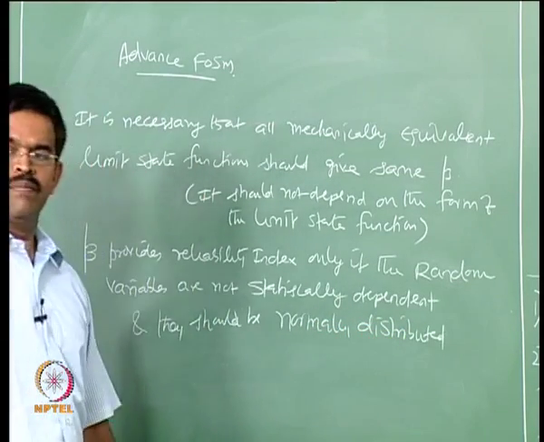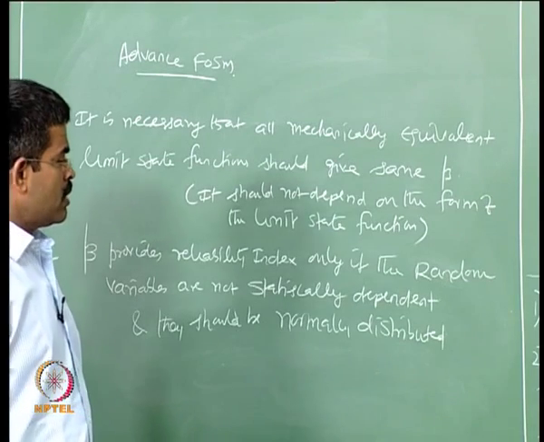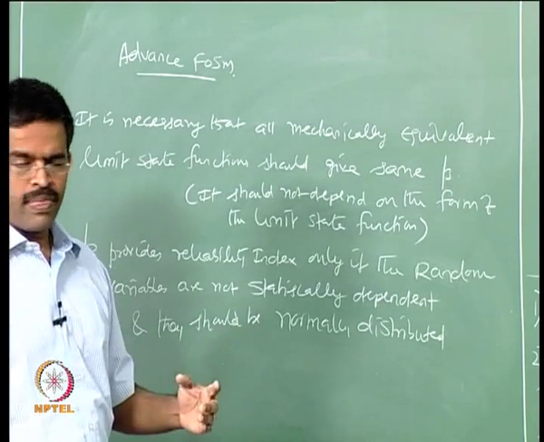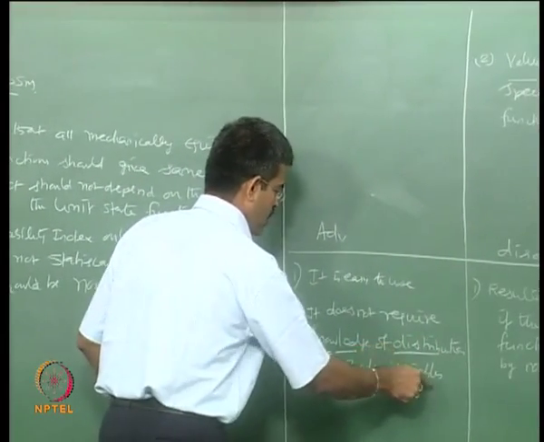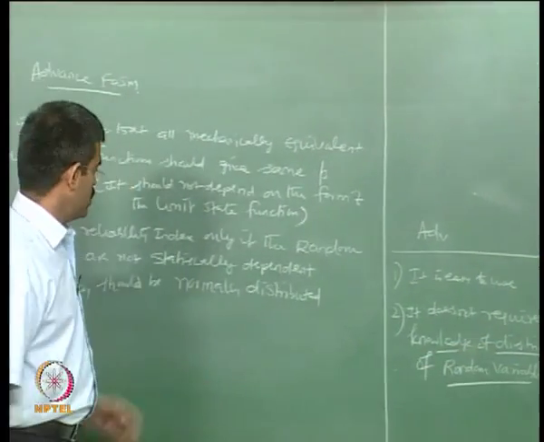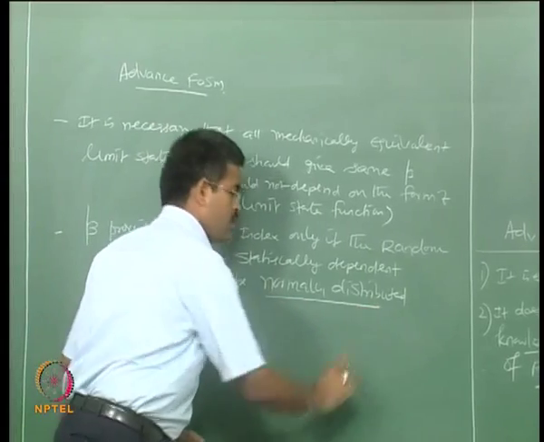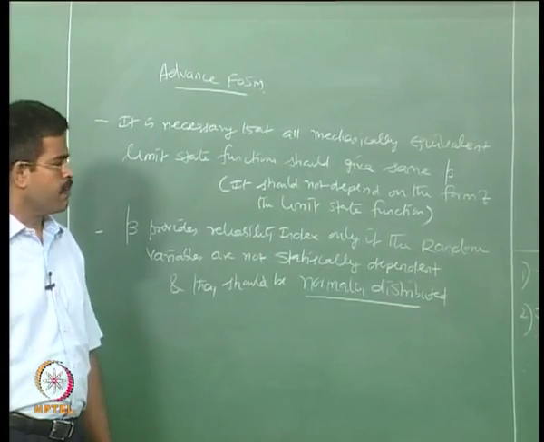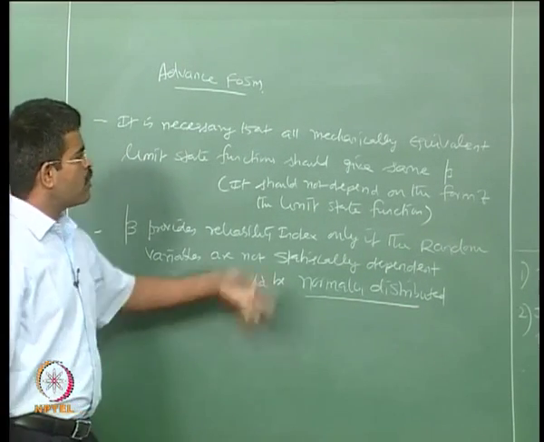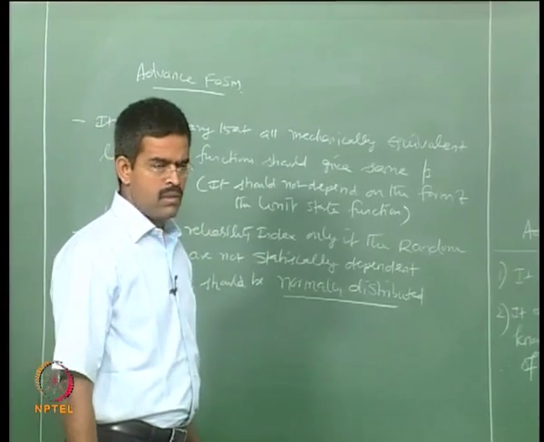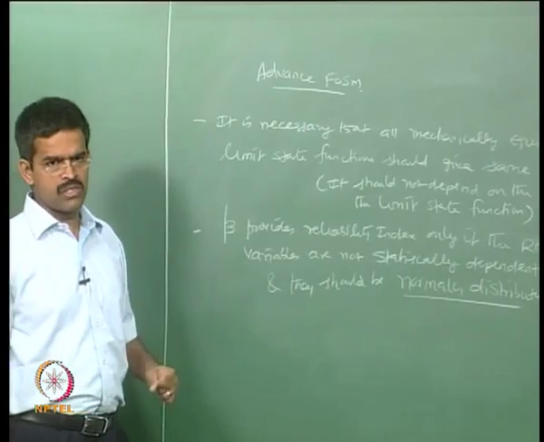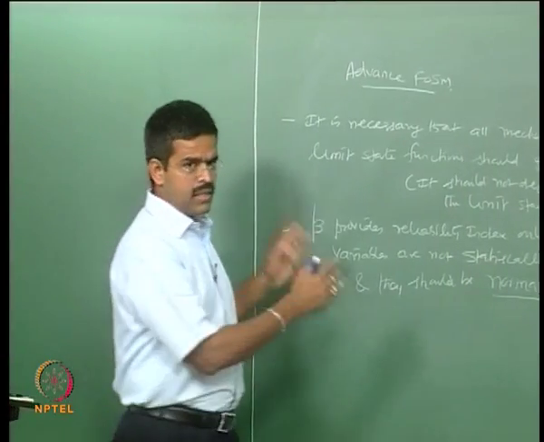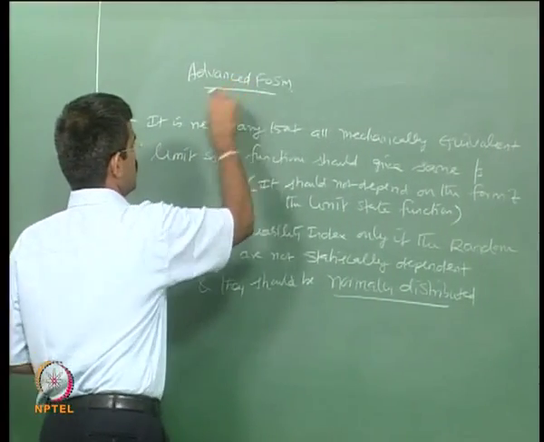That is why we said calculating the reliability index using FOSM does not require any knowledge of the distribution of the random variable. It is understood that the random variables are normally distributed. If these two conditions are violated, then how to estimate the reliability function or the reliability index beta, that is the question. So, that is addressed in advanced FOSM.